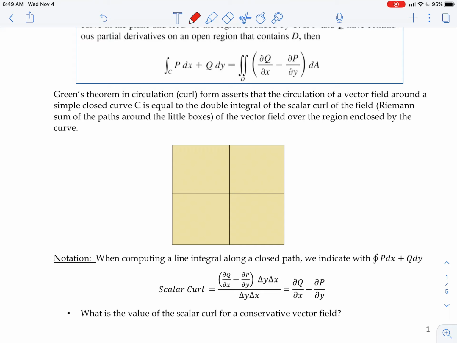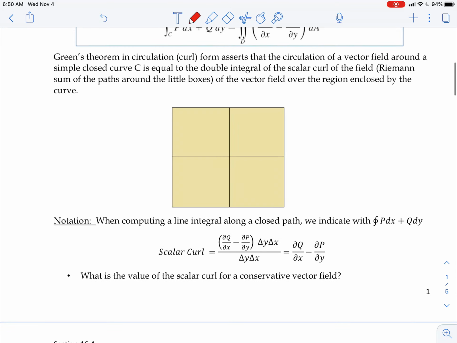So we're really going to focus on curl next section, but Green's theorem in circulation curl form asserts that the circulation of a vector field around a simple closed curve C is equal to the double integral of the scalar curl of the field, the Riemann sum of the paths around the little boxes of the vector field over the region enclosed by the curve.